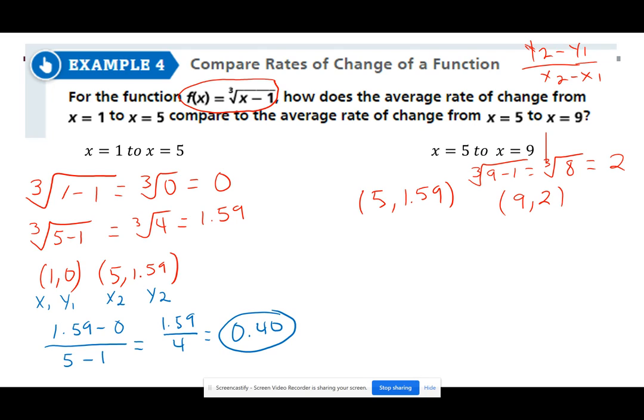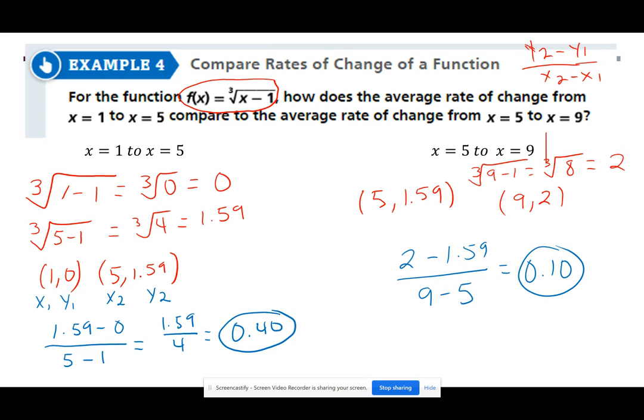So let's go ahead and do our rate of change formula. So you can, again, write them out if you need to. I'm not going to write them out this time. But my y2 minus y1 over x2 minus x1. Okay, so 2 minus 1.59, and then 9 minus 5. If I go ahead and do that, I end up with 0.10 as my final answer.